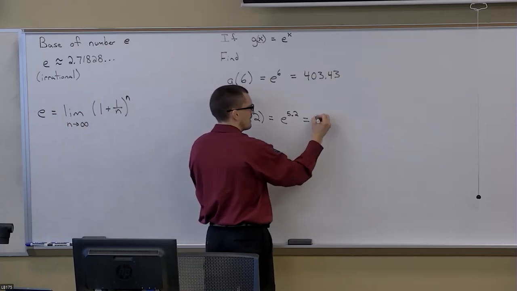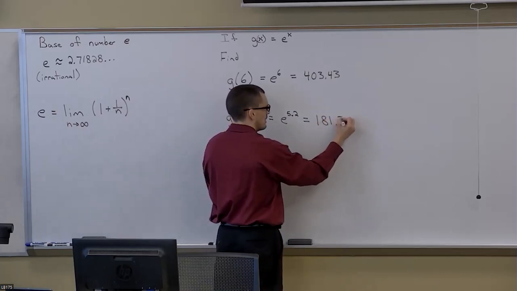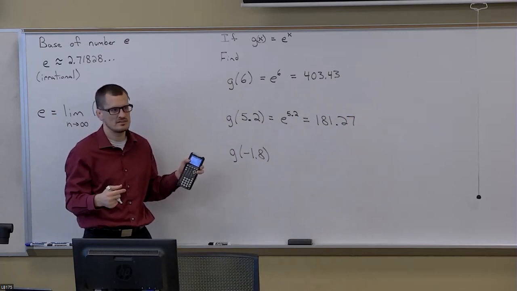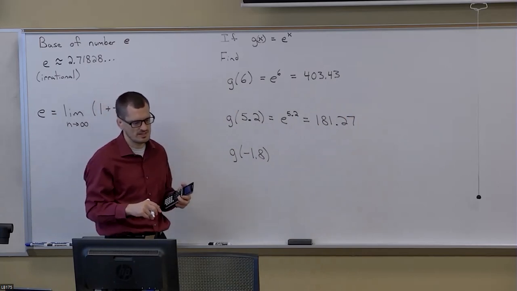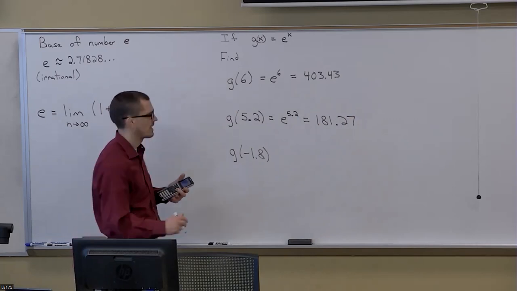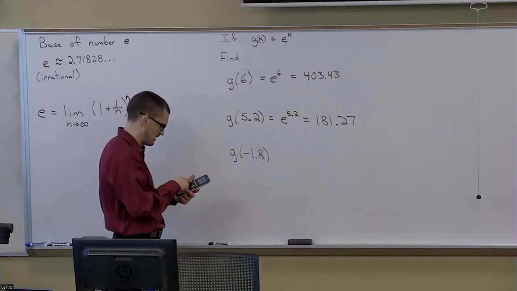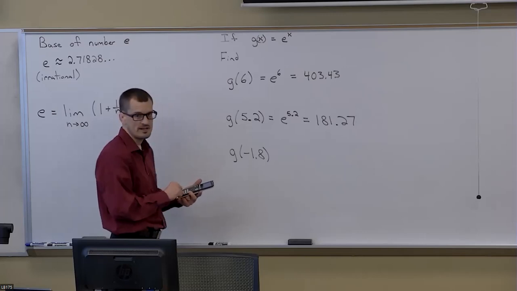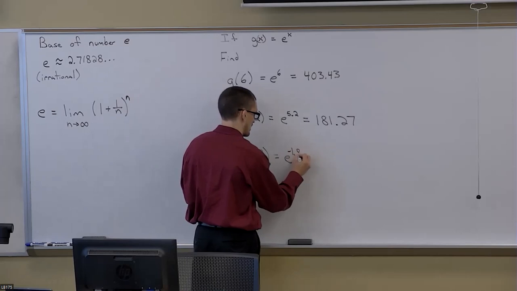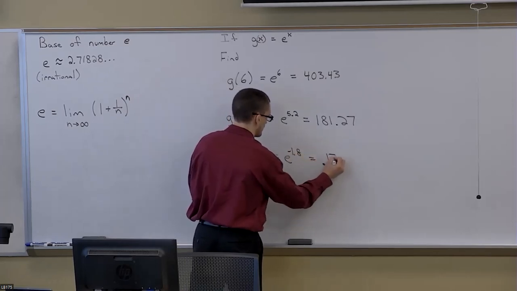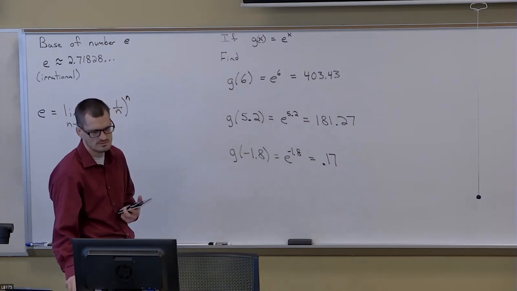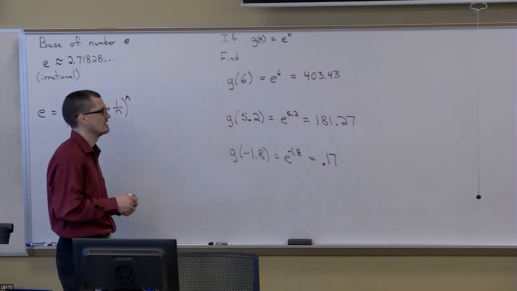E to the 5.2 power gives you 181.27. And again, I'm just getting this straight off my calculator. You guys okay with getting these things off your calculator, hopefully? And then E to the negative 1.8, excuse me. Negative 1.8. It's equal to about 0.17.